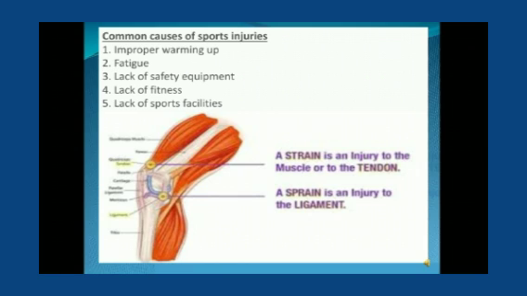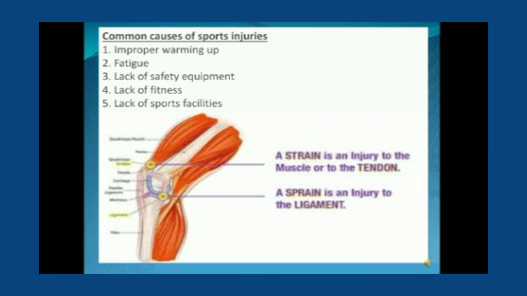Common causes of sports injuries. 1. Improper warming up. 2. Fatigue. 3. Lack of safety equipment. 4. Lack of fitness. 5. Lack of sports facilities. Classification and types of injuries.